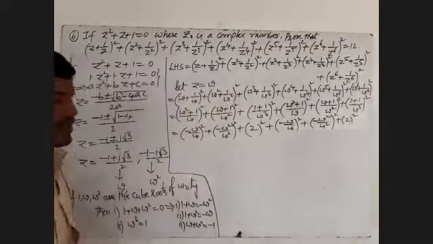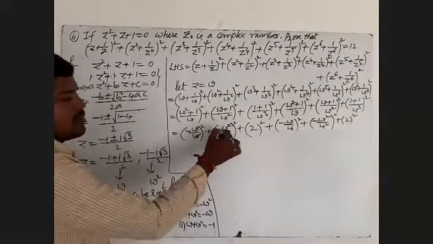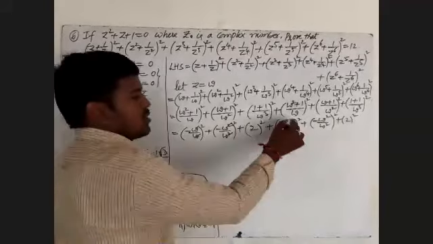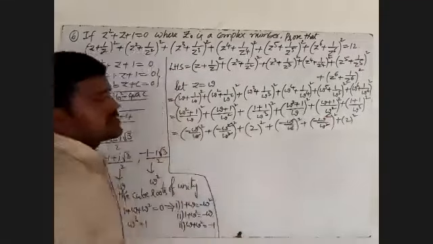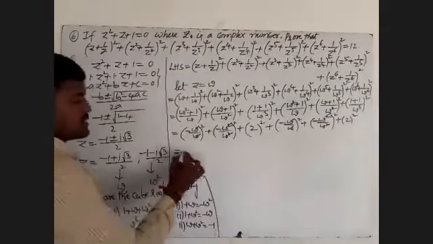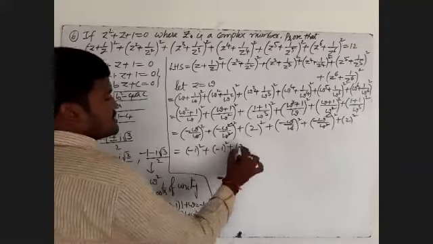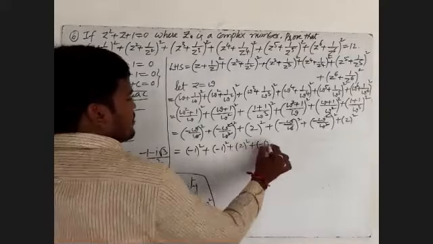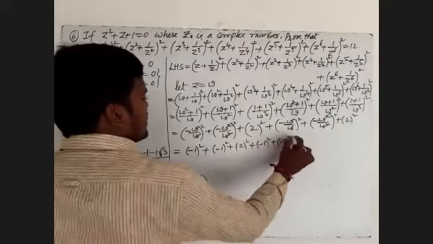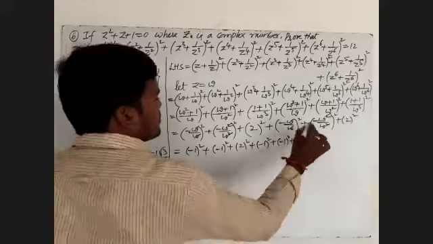We'll observe omega by omega, omega square, omega square and omega square will cancel. Remaining we have to write minus 1 whole square plus minus 1 whole square plus 2 square plus minus 1 whole square plus minus 1 whole square plus 2 square.